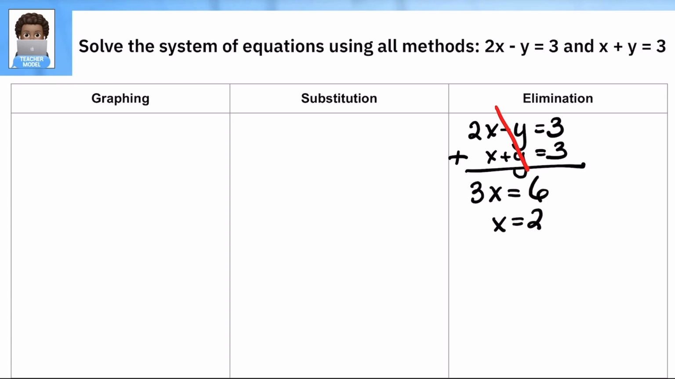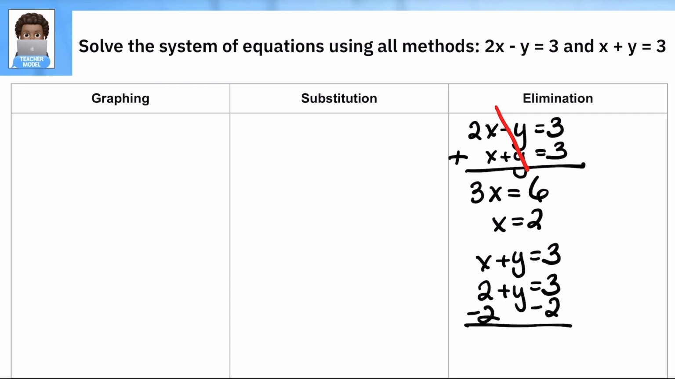x is equal to 2. So I have one of them. Now I'll just substitute it into one of the other ones. Why don't I use a simple one? x plus y equals 3. 2 plus y equals 3. And y is equal to 1, which means my solution is going to be (2, 1). All right, hit pause and jot this down into your notes.